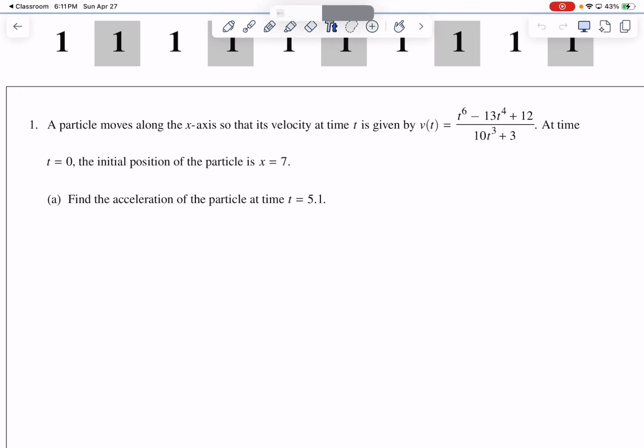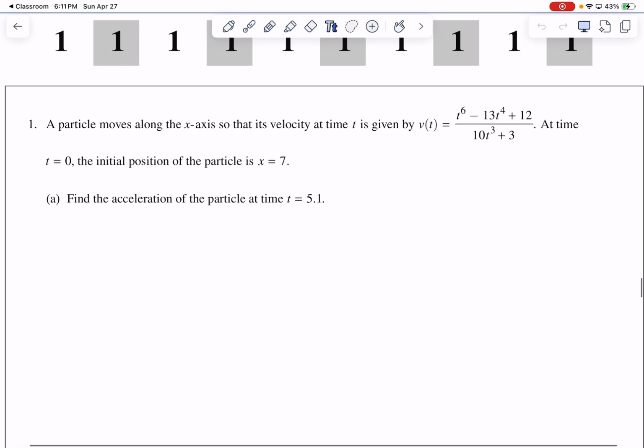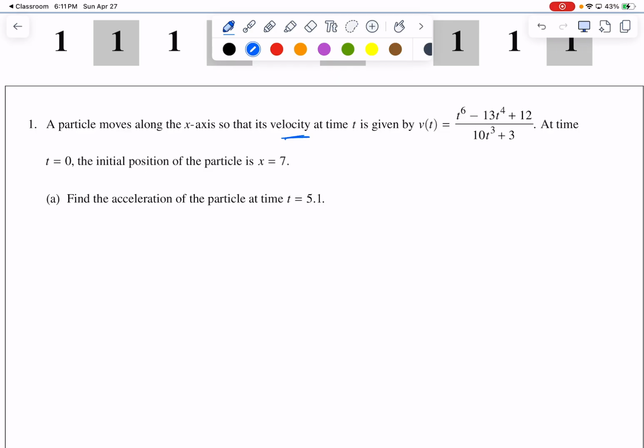A particle moves along the x-axis so that its velocity at any time t is given by v of t. So we have the velocity equation right here. It says at time t equals 0, the initial position of the particle is 7.